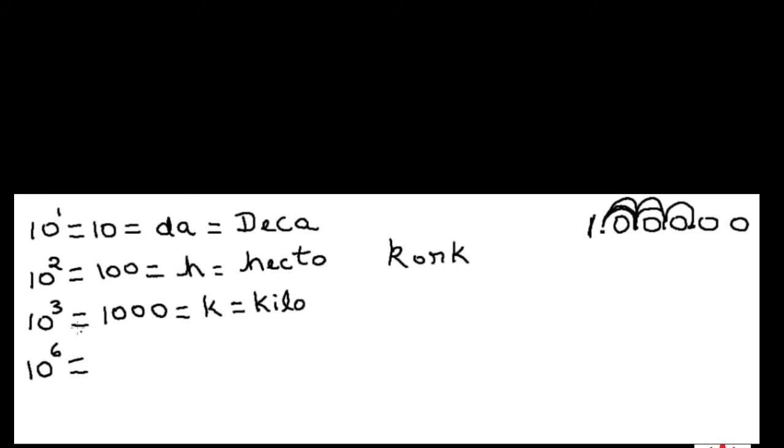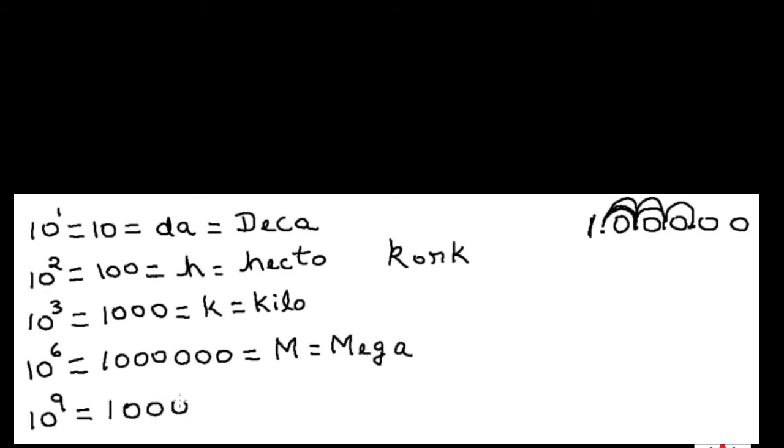Fourth one is 10 to the power of 6. So let us break here. If it is 10 to the power of 1, after 1 there is 1 zero. If it is 10 to the power of 2, after 1 there are 2 zeros. If it is 10 to the power of 3, after 1 there are 3 zeros. If it is 10 to the power of 6, after 1 there should be 6 zeros. It is denoted by capital M, that is mega. Last one is 10 to the power of 9. So after 1 there should be 9 zeros. It is denoted by capital G, that is giga. This completes the first set.